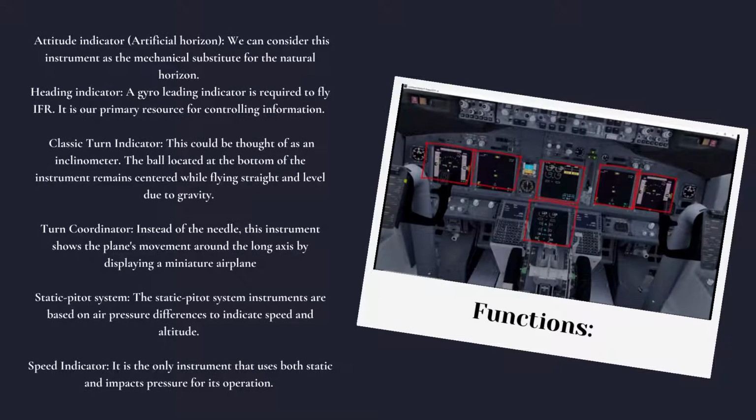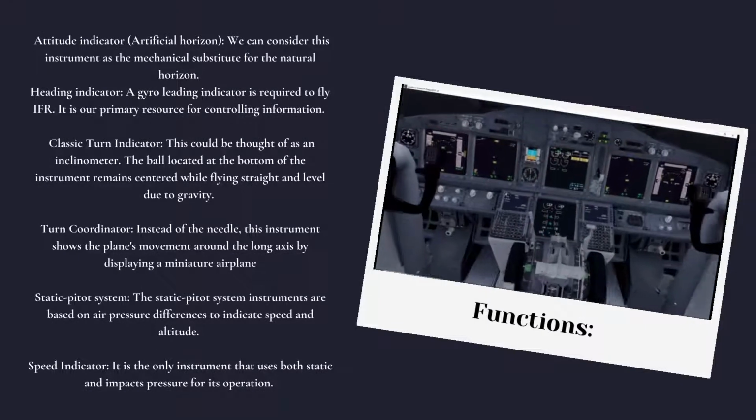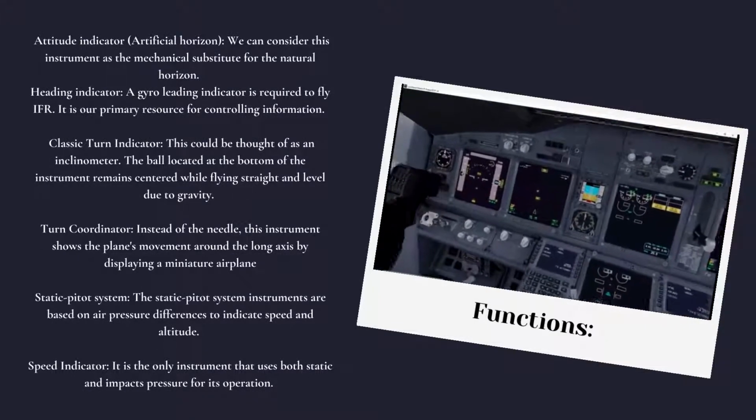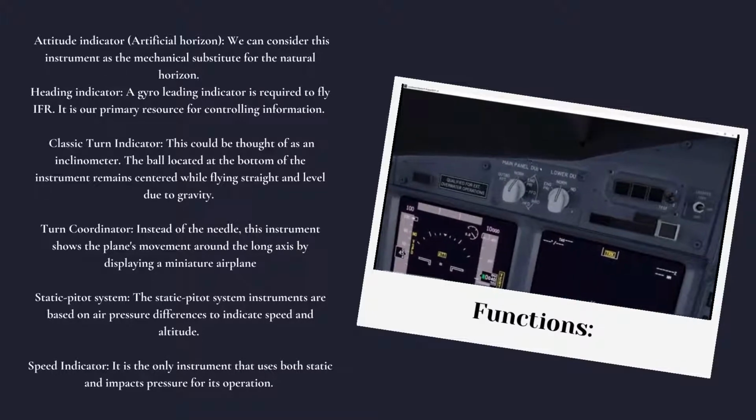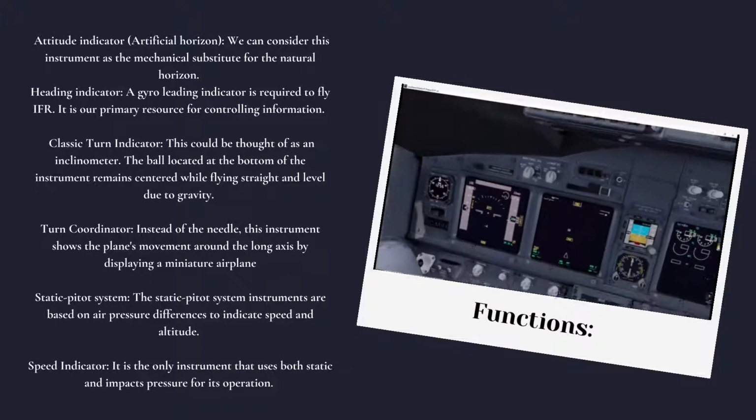Attitude indicator. Artificial horizon. We can consider this instrument as the mechanical substitute for the natural horizon. It is the only instrument that gives us immediate and direct information on our pitch and roll. This instrument will be an essential part when we perform a cross-check of the instruments, as we will use it to make adjustments without visual reference.